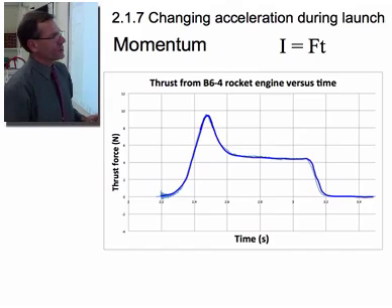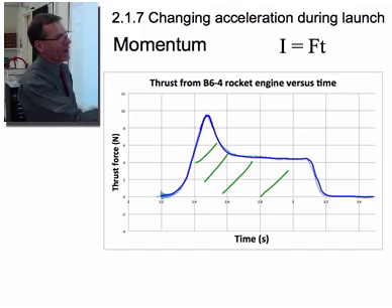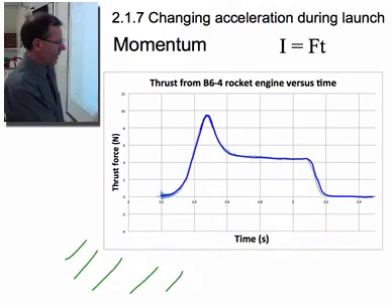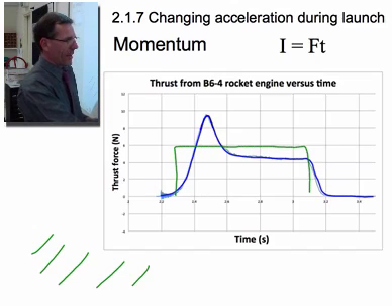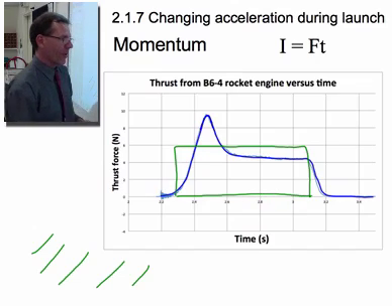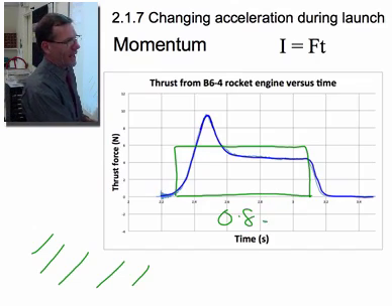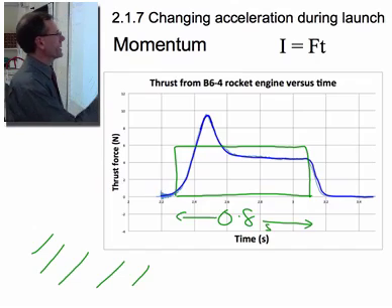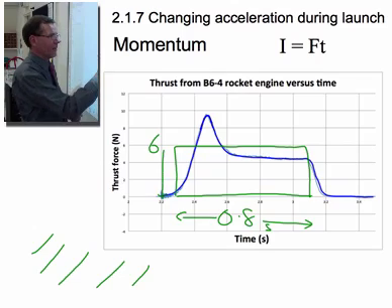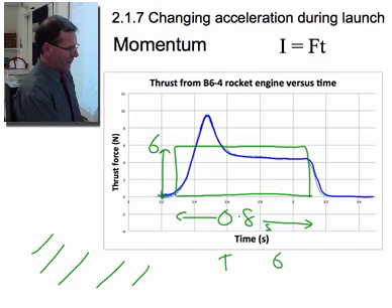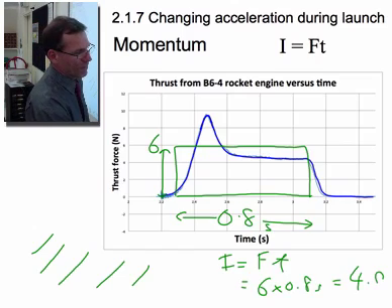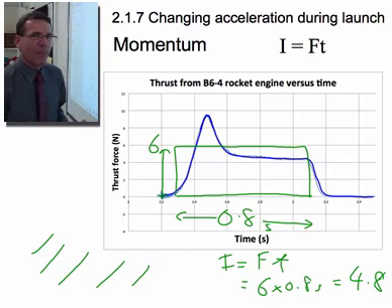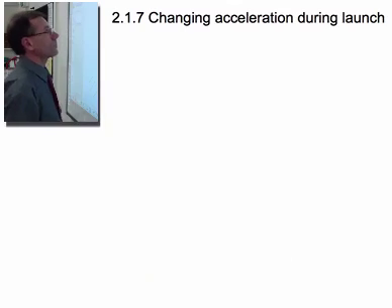Well, if impulse is force times time, then that's going to be the area under this curve. So let's have a go at estimating that area under the curve. Let's approximate this as around about a rectangle, and therefore we're trying to work out the area of the rectangle, and that's around about 0.8 of a second along the base, and around about 6 newtons at its height, which is impulse equals force times time, which is 6 newtons times 0.8 of a second, which is 4.8 newton seconds. That's the impulse, or the change in momentum of the rocket.